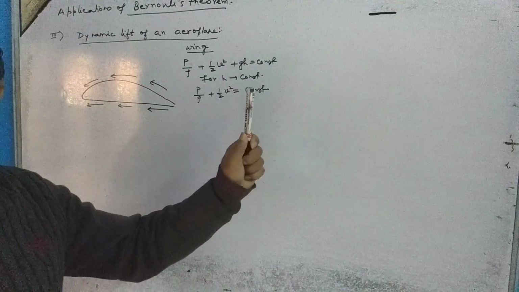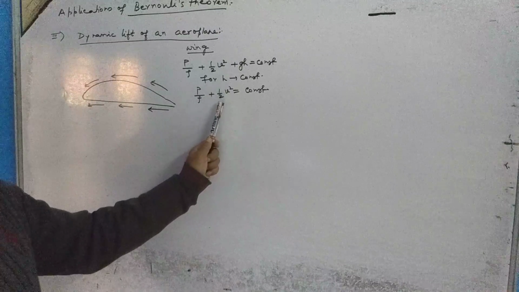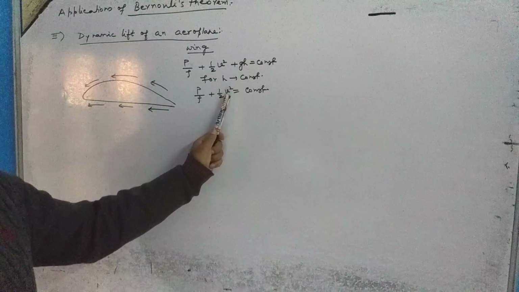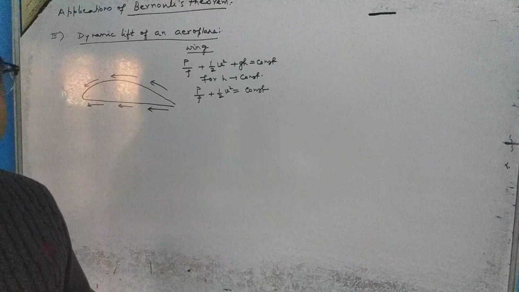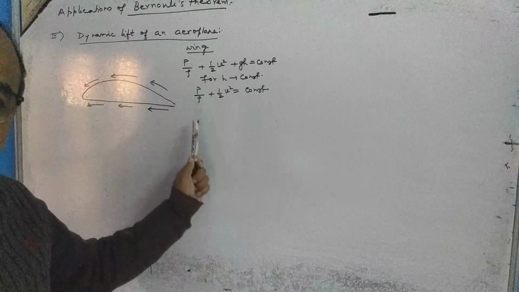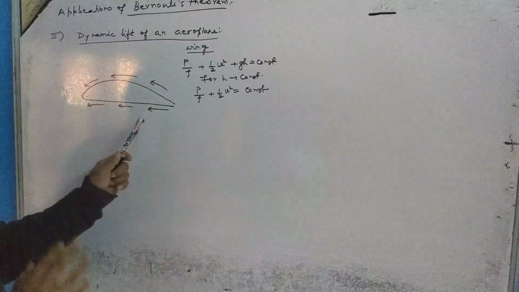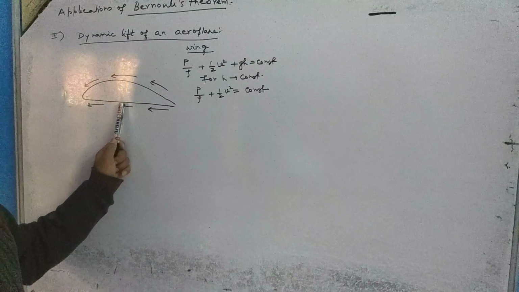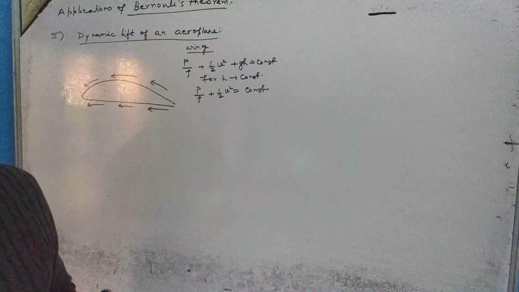What does it indicate? It indicates if at a point the speed or velocity will be more, pressure will be less, and vice versa. Keeping in mind this thing, we are considering here the upper surface and lower surface. At these 2 points I am going to use Bernoulli's theorem. They are almost at the same height.